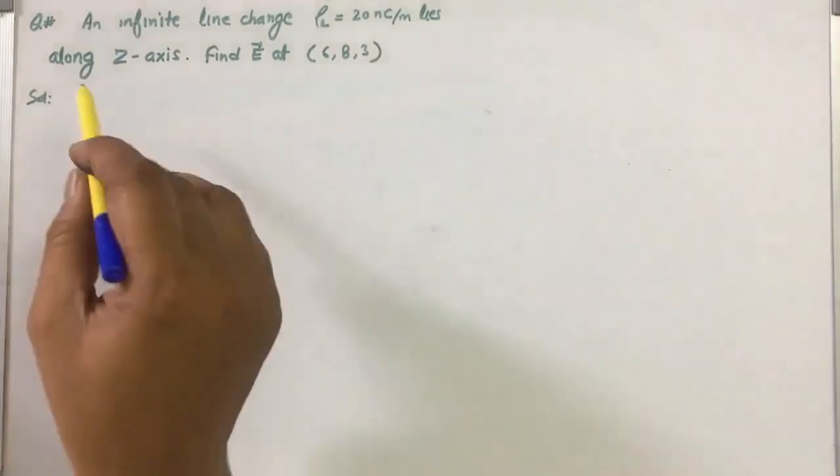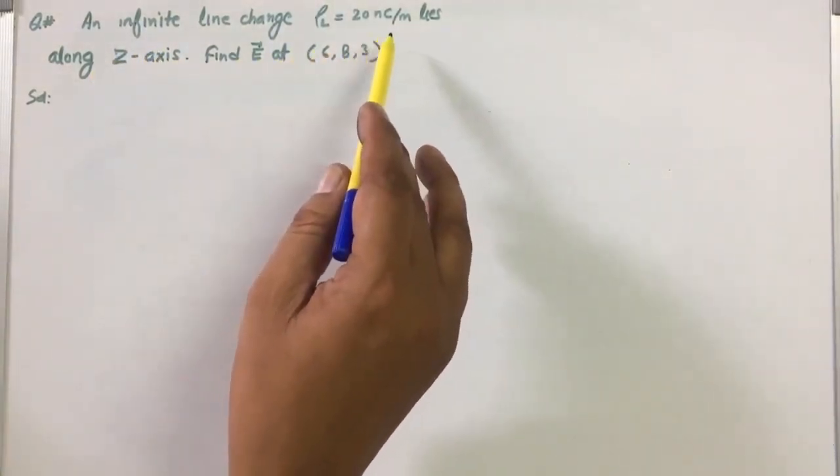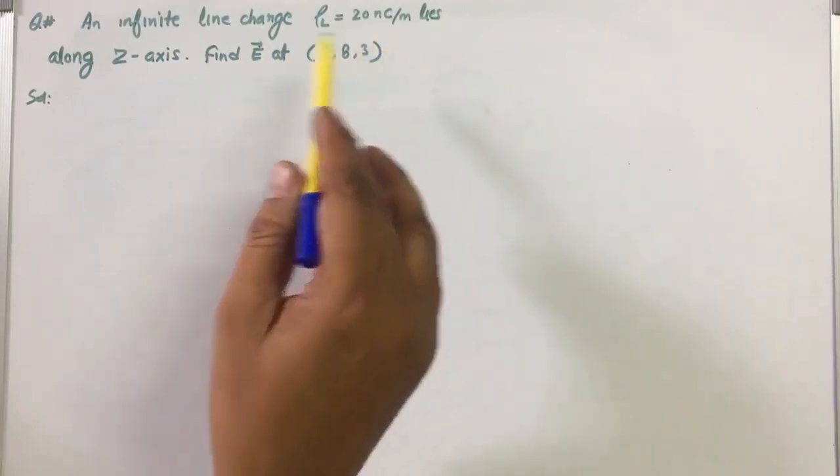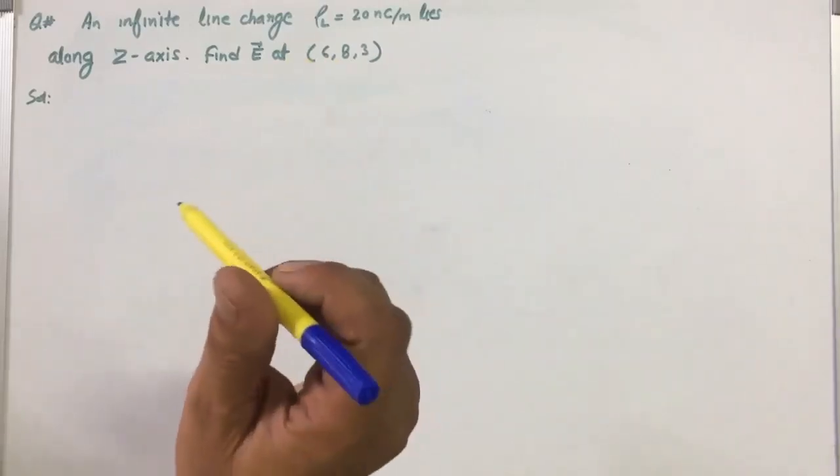So students, let us try to solve a few questions based on line charge density. The first problem is given here. An infinite line charge of density 20 nanocoulomb per meter lies along the z-axis. We have to find the electric field intensity at this point.